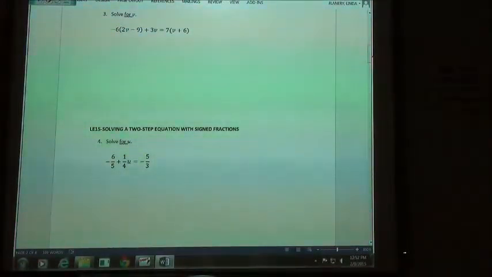Did negative 3 not go on there? It's on the back. Oh, on the back. Okay. I was trying to save some paper.